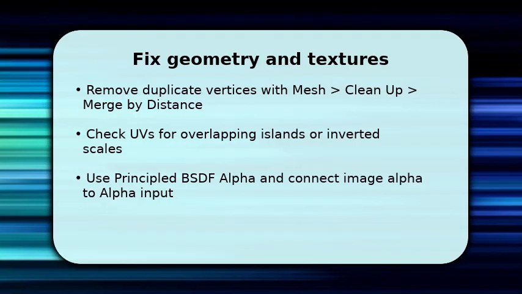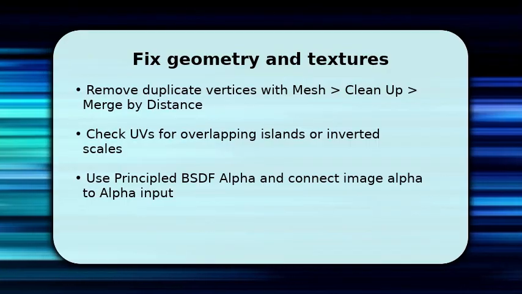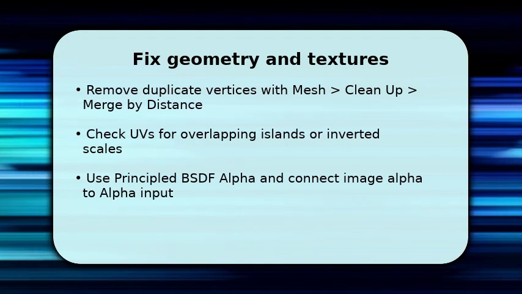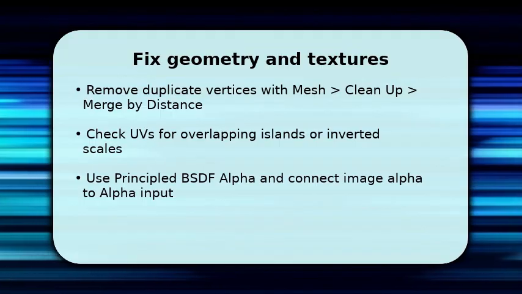In Shader Editor, ensure the image texture uses straight or premultiplied alpha correctly and plug its alpha into the principled BSDF alpha slot. Animate or adjust blend settings as needed. These steps align geometry and shader behavior so transparency renders predictably.